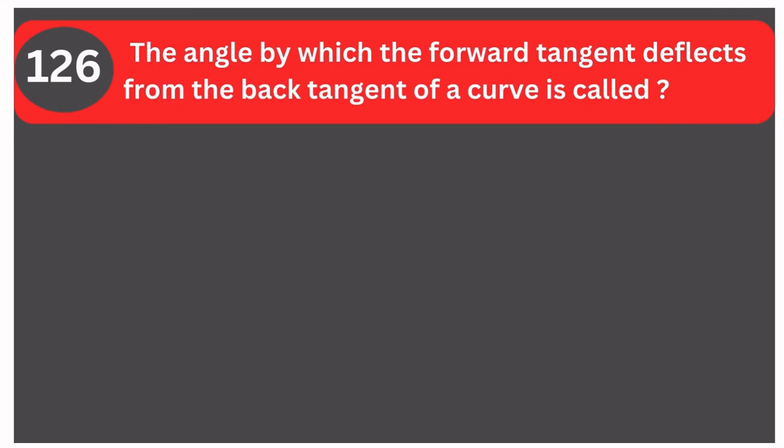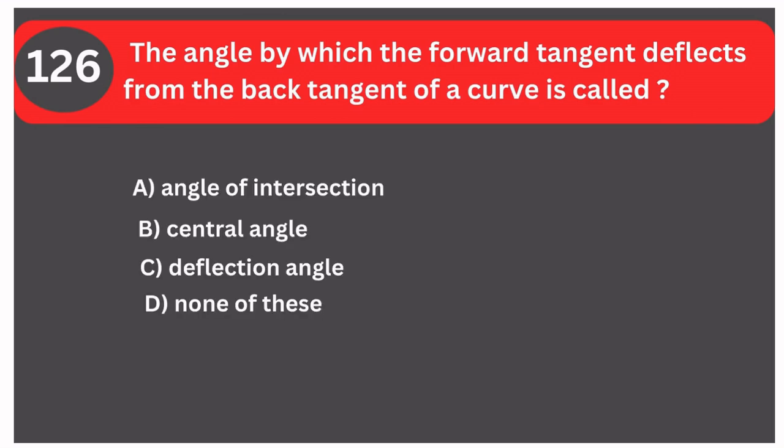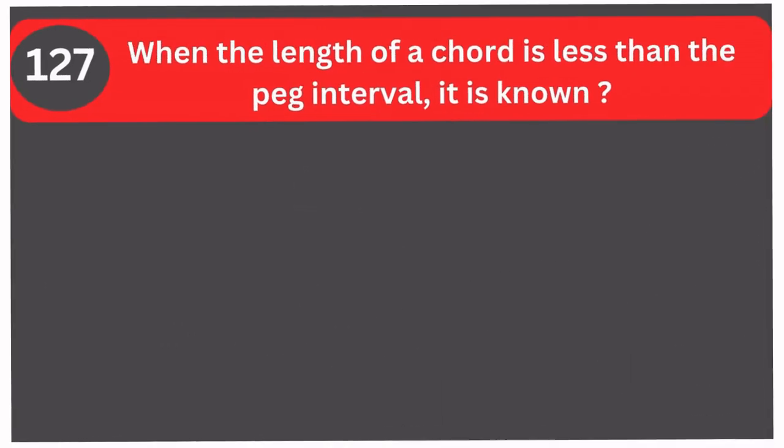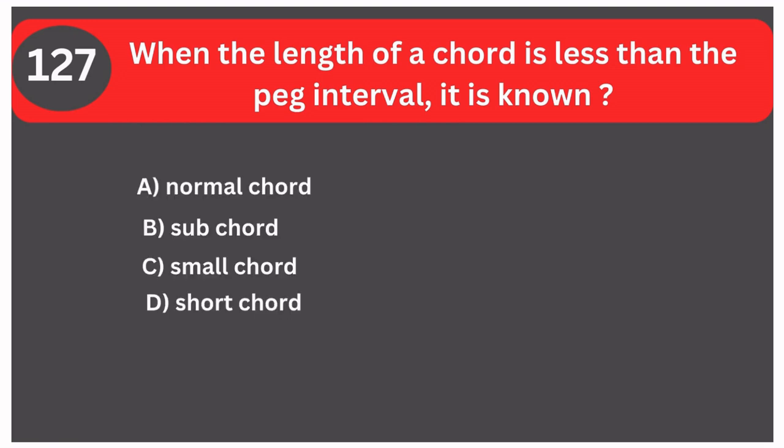The angle by which the forward tangent deflects from the back tangent of a curve is called. Options A. Angle of intersection. B. Central angle. C. Deflection angle. D. None of these. Answer C. Deflection angle.